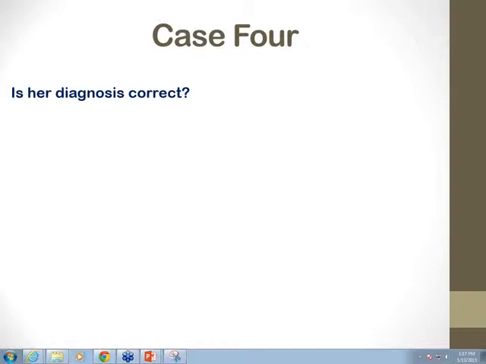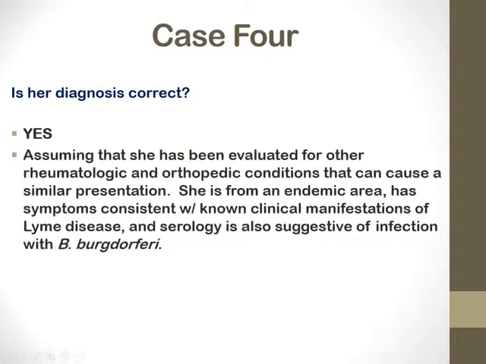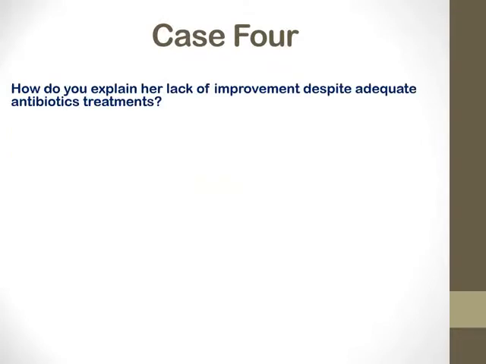Okay, so about 75% of you said yes, she likely has Lyme arthritis, and I'm apt to agree with you on this one. Assuming that she had been evaluated for other rheumatologic and orthopedic conditions that could cause a similar swollen right knee, such as trauma, I think it fits best. She's from an endemic area. Her symptoms are consistent with known clinical manifestations of Lyme disease, and the serology was very suggestive of infection with Borrelia burgdorferi.